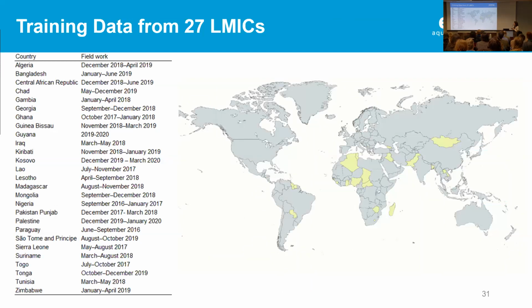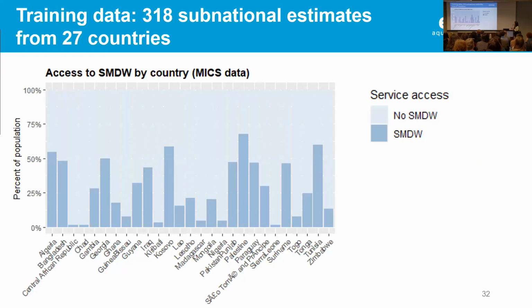So these are the countries which have been used to train the models. There are 27 different countries from low and middle income countries. You can see how they're distributed. These are countries where usually there were not estimates at a national level from authorities, which is why these surveys were then carried out. And so we can see that in general, or at least for us who live in high income countries, we have very low coverage of safely managed drinking water.